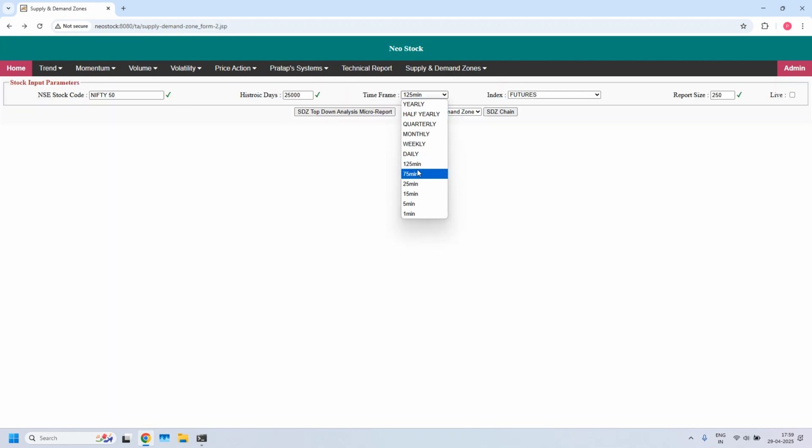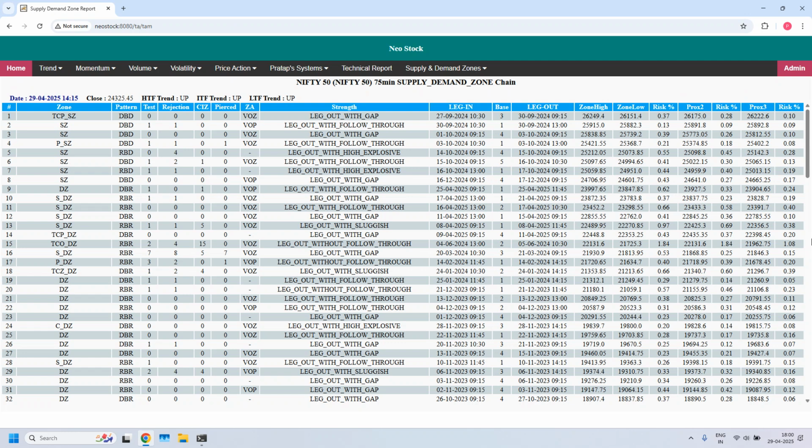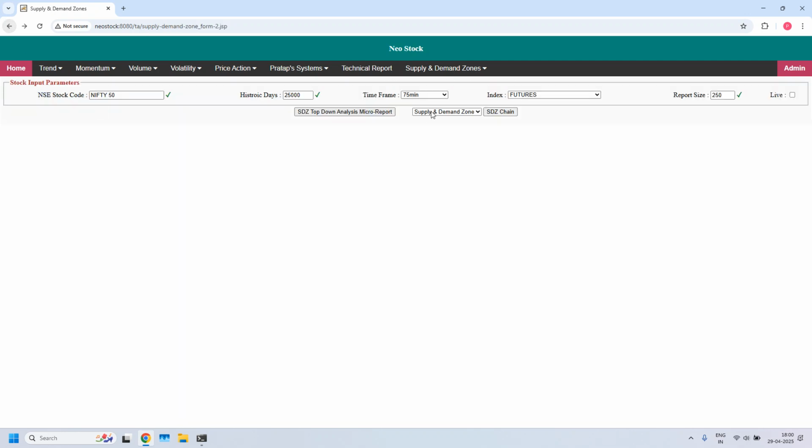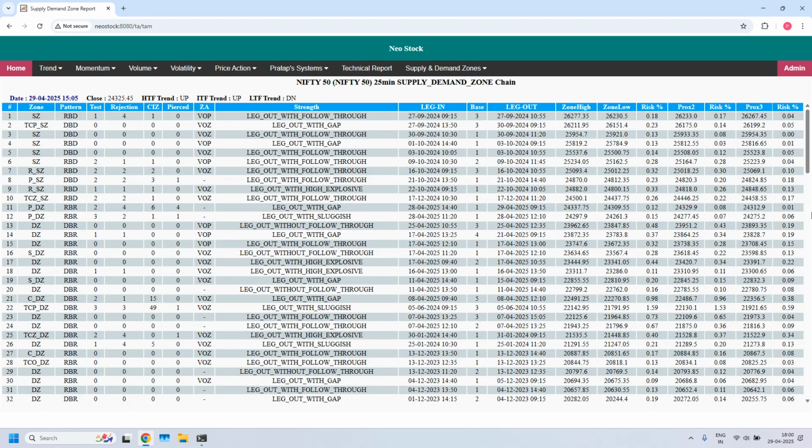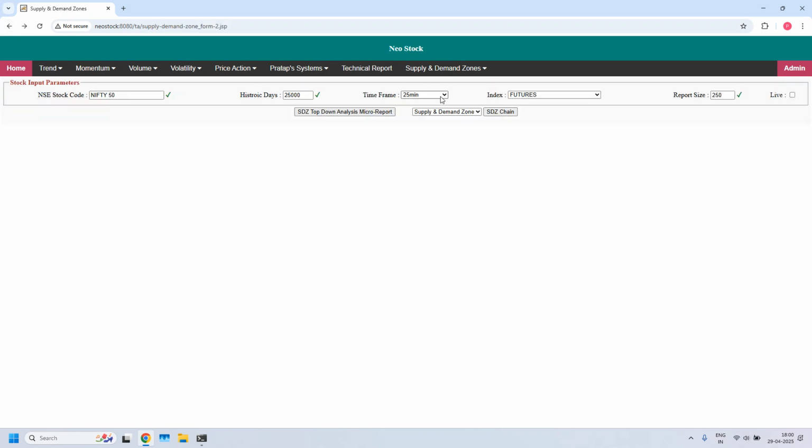Next, generating 75 minutes supply demand zone chain for NIFTY. Next, generating 25 minutes supply demand zone chain for NIFTY. Next, generating 15 minutes supply demand zone chain for NIFTY.